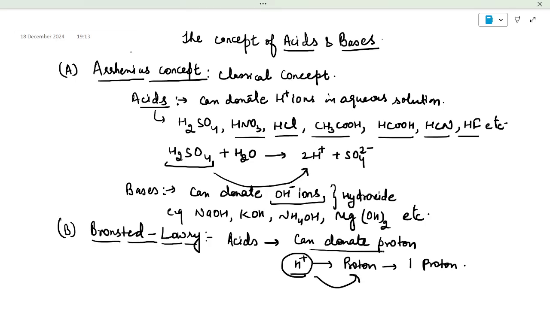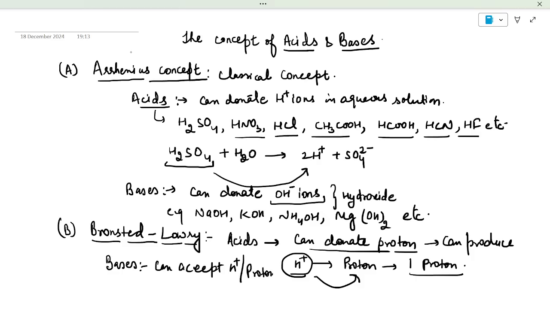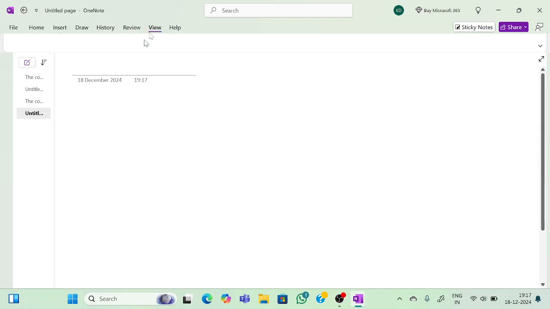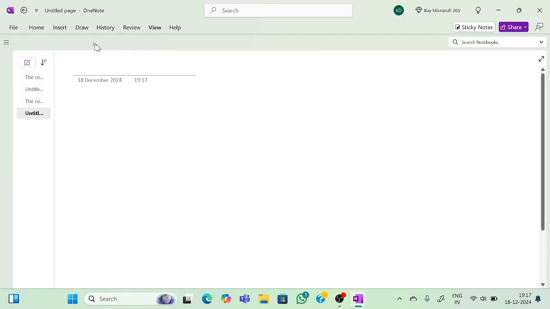So those substances which can produce H positive ions or donate protons are called acids. Whereas bases are the opposite of it, that is, substances which can accept H positive ions or protons are called bases. I hope this much is clear. Okay, let's begin with one more example.